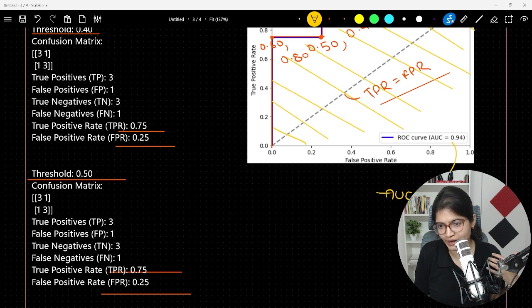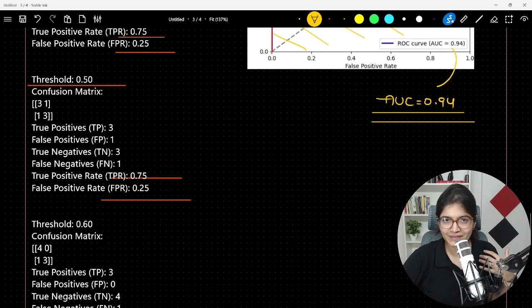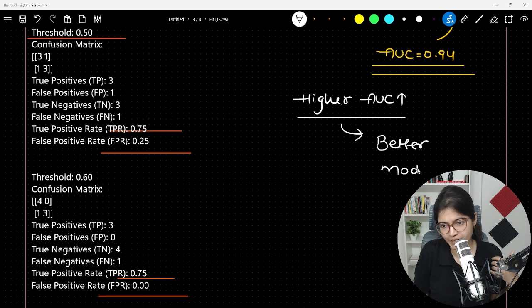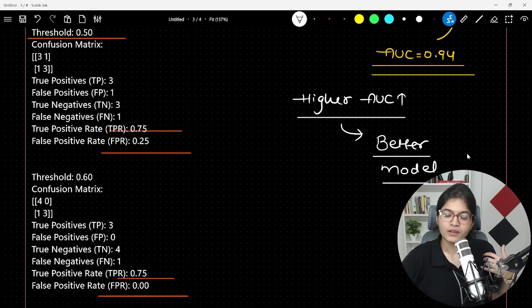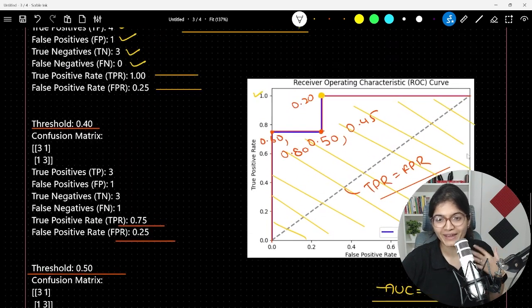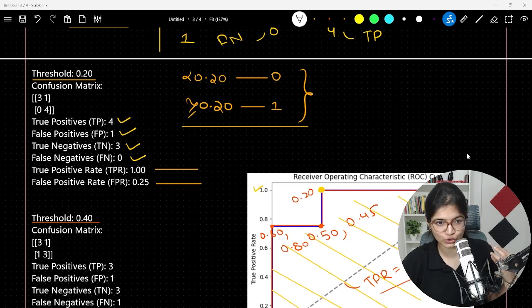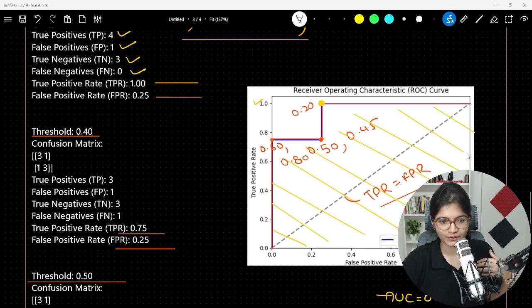AUC is 0.94, means 94%. Usually what happens is that the higher the value of AUC, the better the model is for making predictions. That's the core idea. But let's try to make it more intuitive. Let's understand what will happen when we decrease the threshold, and what will happen when we increase the threshold, right?